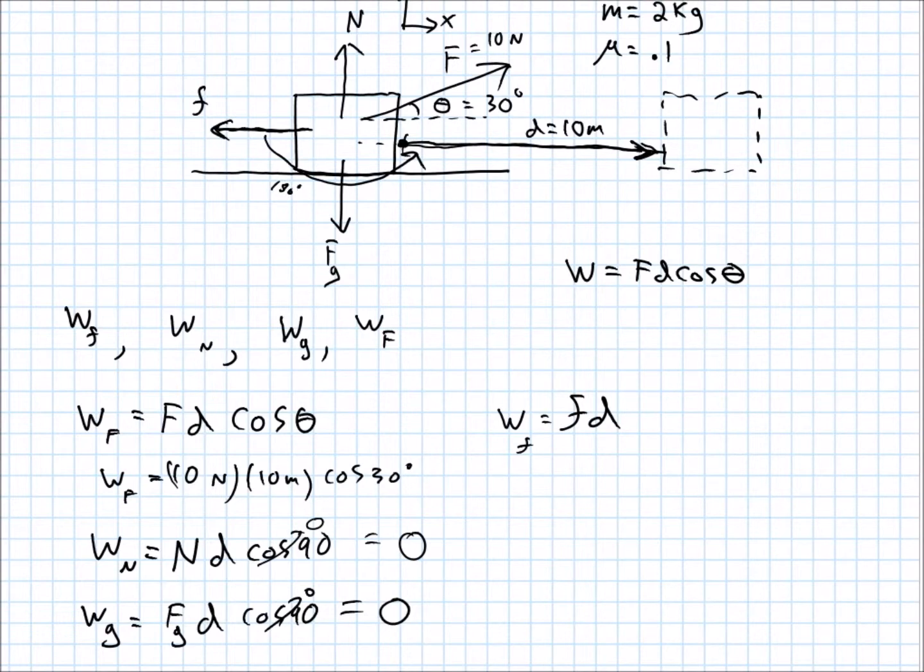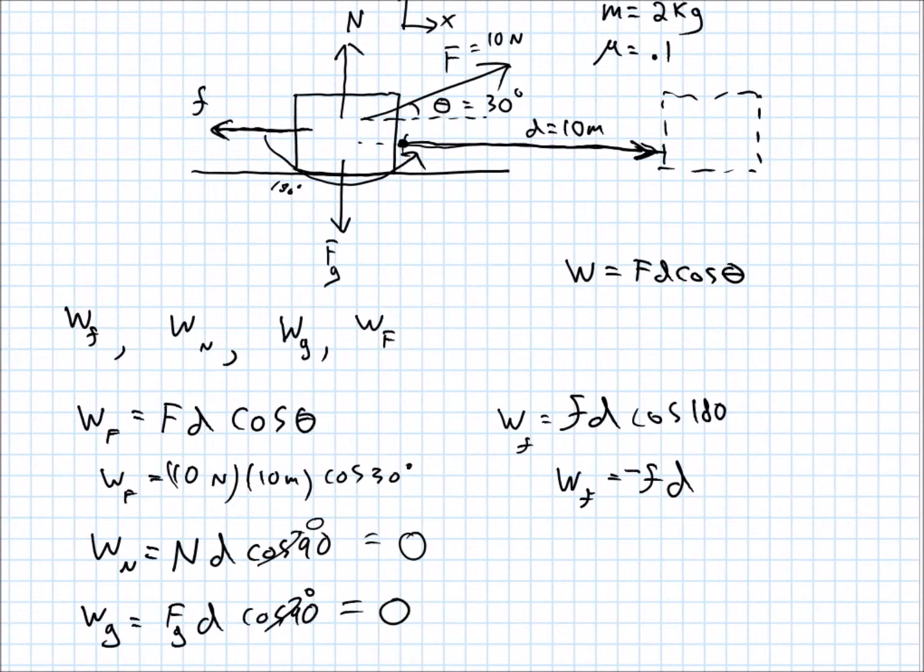All the way from one side, rotated around to the other. So that's the cosine of 180. The cosine of 180 happens to be -1. So the work done by friction is the force of friction times the distance times -1, or I can put the negative out in front.